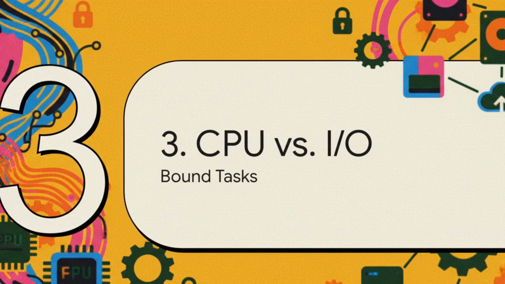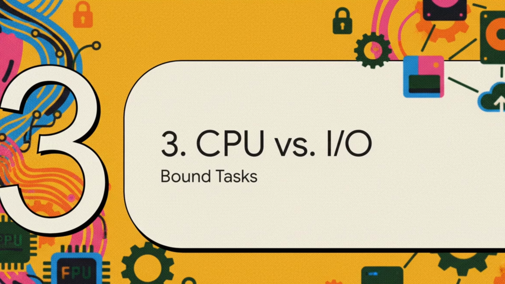Okay, so at this point, it sounds like Python threads are pretty much useless for performance, right? Well, hold on. This is where the story gets really interesting. Because it turns out the GIL doesn't mean threads are always bad. In fact, for certain kinds of tasks, they're fantastic.